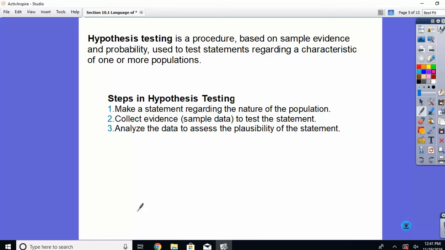Alright, so hypothesis testing is a procedure, based on some kind of evidence, that tests a statement about our population. These are the things that are done. You have to make a statement regarding the population. For us, most of the time that statement's already going to be given. Collect the evidence. That's all going to be given to us in the problem. And then analyze the data. That's really the piece that we are going to be working on in this chapter. We're going to be looking at the data and deciding if we believe the statement or not.